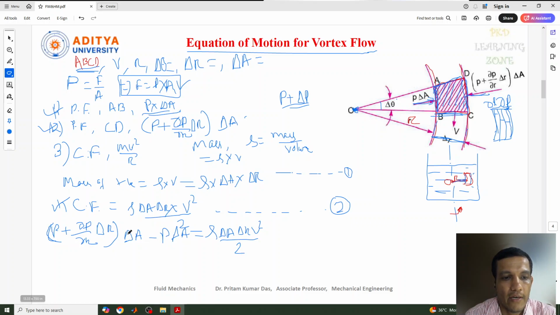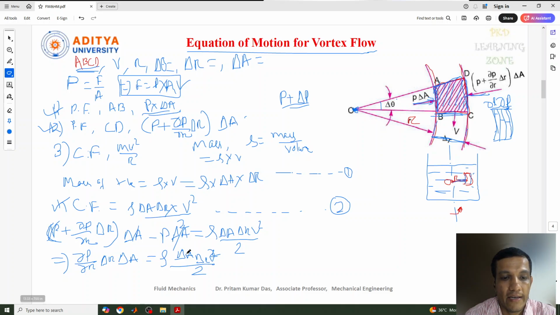Now if you solve this, we get P delta A, and this P delta A will be cancelled. So what do we get here? Del P by del R delta R into delta A equal to rho into delta A delta R V square by 2. So this is the equation we are going to get at this point.